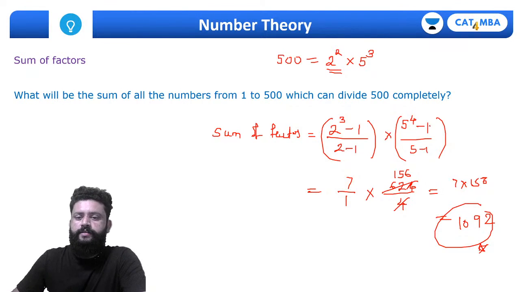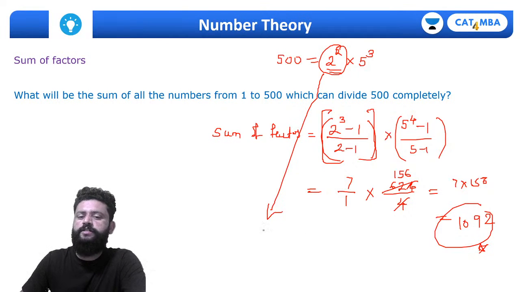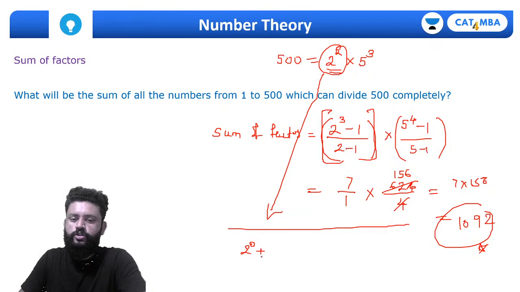Yes. Okay, so what you can do is, listen, how did this come? This is nothing but summation of GP. This 2 square, add all the powers up to 2 square. Come on, quickly add. 2 to the power 0 plus 2 to the power 1 plus 2 square.